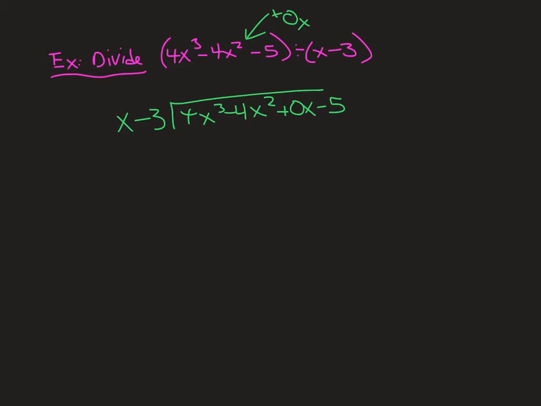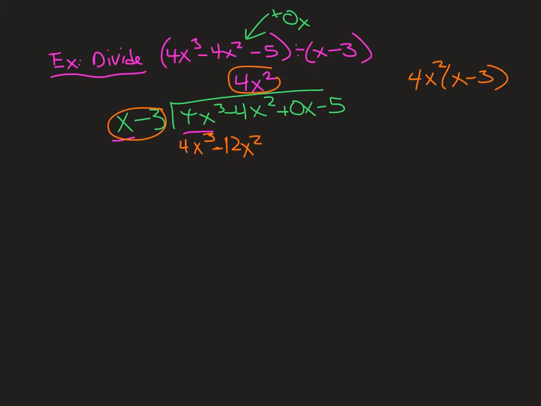Okay, so then we're going to start off. We do 4x cubed divided by x. That gives us 4x squared. I like to keep it organized, so I put my squared term above the squared term in the dividend. From there, I am going to multiply my 4x squared, which is this right here, by my x minus 3. If you want, you can do that on the side. I think most of you can probably do this in your head. So when I do that, I end up getting 4x cubed minus 12x squared.